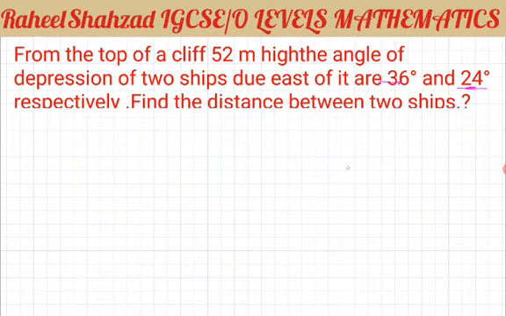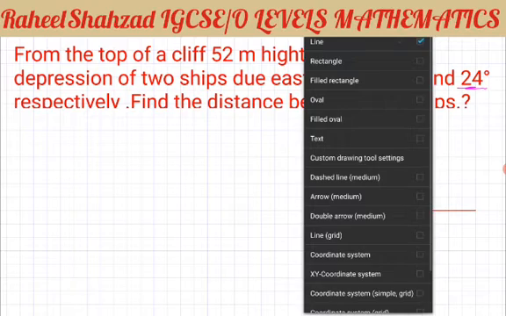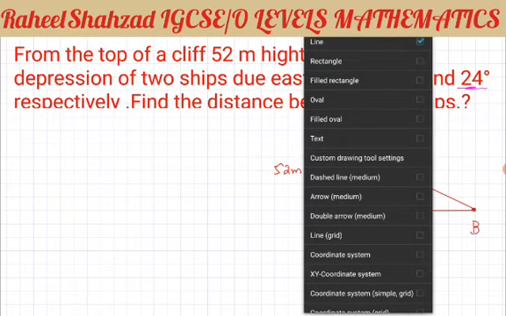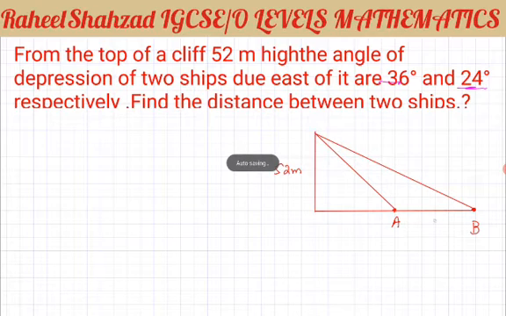In this question, this is a cliff that is 52 meters high, and we assume that there are two ships. This is ship A and this is ship B, and we need to find their distance apart. This is what we are looking for, the distance between A and B.